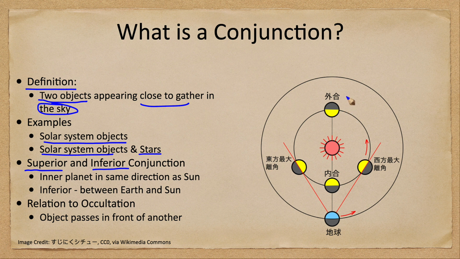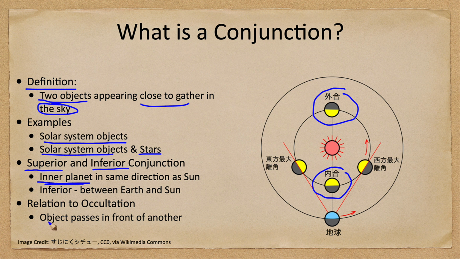Now up at the top, we can see what we would call superior conjunction, when the planet is on the opposite side of the sun as the Earth. You can also have an inferior conjunction when the planet is between Earth and the sun. Now these occur only with inner planets. They do not occur with an outer planet. In fact, an inferior conjunction can only occur with something that is between the Earth and the sun. So that is just the two inner planets, Mercury and Venus. You would not be able to see that with any of the outer planets.